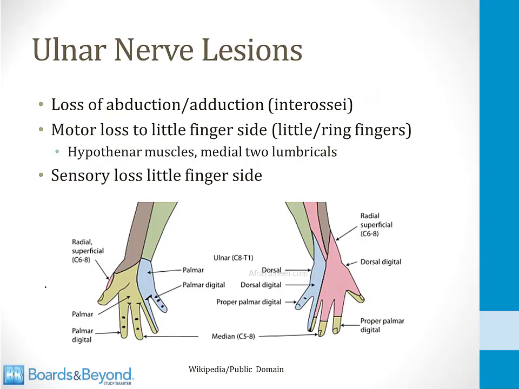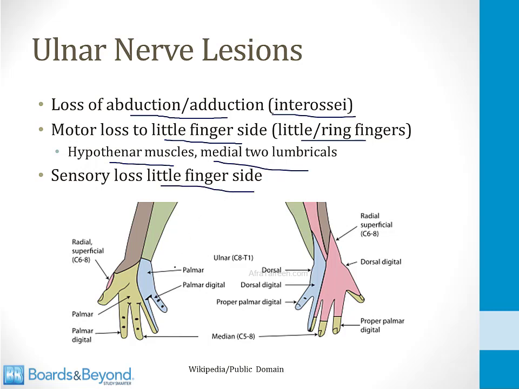In the video on the hand, I discussed the clinical findings of an ulnar nerve lesion in detail, but I will briefly review them here. First of all, in terms of motor function, you can lose abduction and adduction of the fingers because this is done by the interosseous muscles, which are innervated by the ulnar nerve. You can also have motor loss to the little finger side of the hand, including the little and ring fingers. This is because the hypothenar muscles and the medial two lumbricals are innervated by the ulnar nerve. And then finally, you can also see sensory loss on the little finger side of the hand.